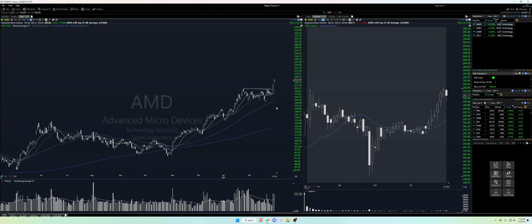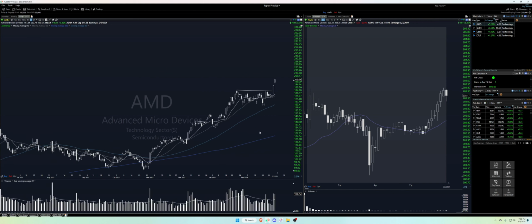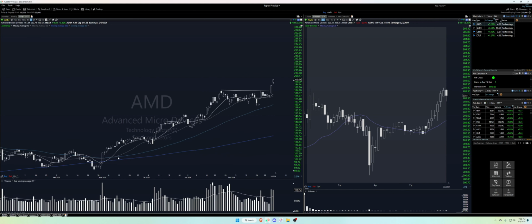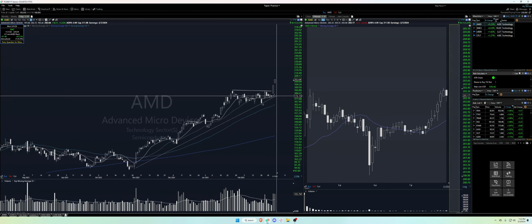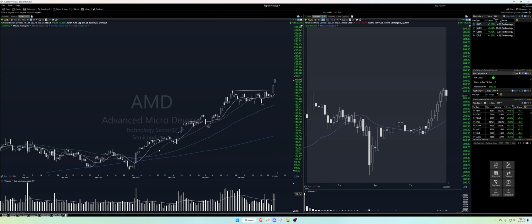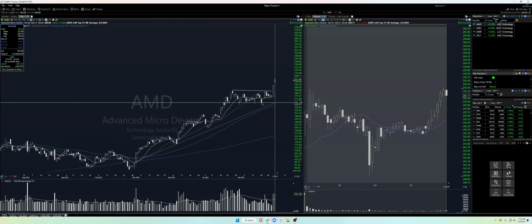Anyway, let's get into the setup. So this is a trade that I recently took, AMD. As you can see, it's obviously leading the 50. It's been over the 50 for about 4 months now.